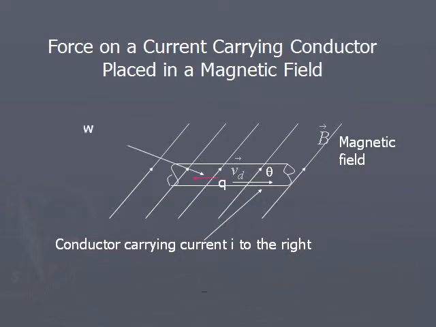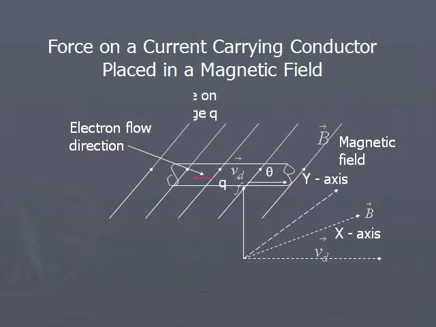The electrons will be flowing to the left, so the current is to the right. The axis of the conductor is making an angle theta with the direction of the magnetic field. Now the force on these charged particles will be in the upward direction.